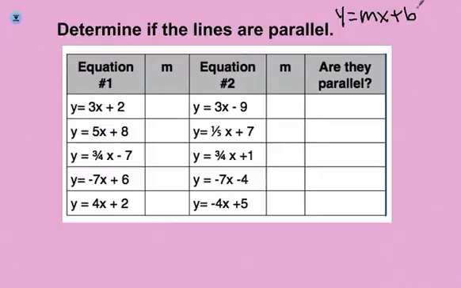In our first equation, we have y equals 3x plus 2. If we're identifying the m, remember that m is always in front of the x. In this case, our m would be 3. In our second equation, we have y equals 3x minus 9. The number in front of our x would be 3, so our m would be 3, and since 3 and 3 are the same, these two lines would be parallel. If we were to graph these lines on a coordinate plane, they would never ever cross.